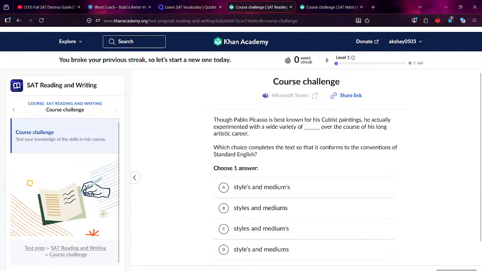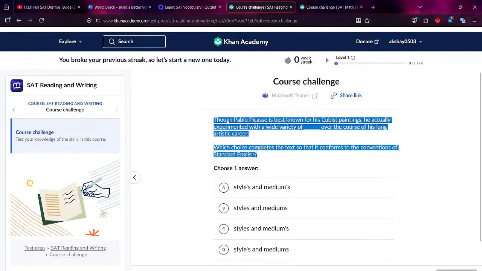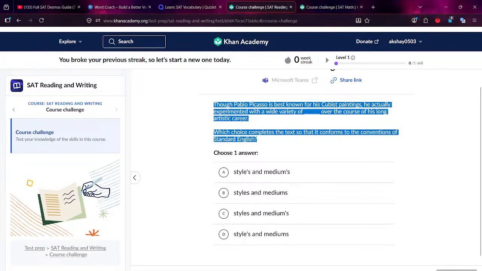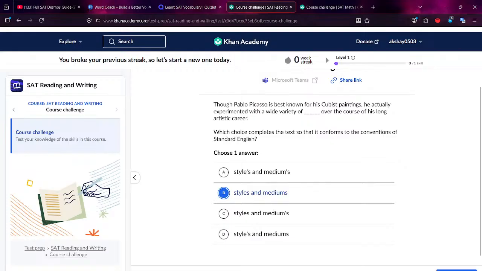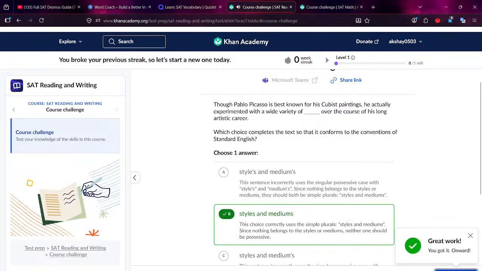Okay, let's move on to our Khan Academy questions, right? Which choice completes the text so that it conforms to the conventions of standard English? Though Pablo Picasso is best known for his Cubist paintings, he actually experimented with a wide variety of blank over the course of his long artistic career. A wide variety of styles and mediums, right? It's not an apostrophe, right?